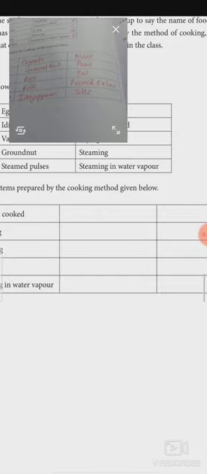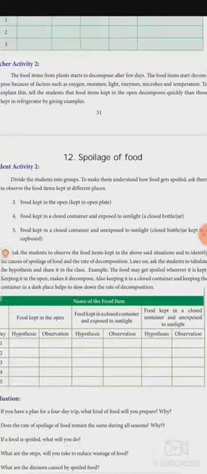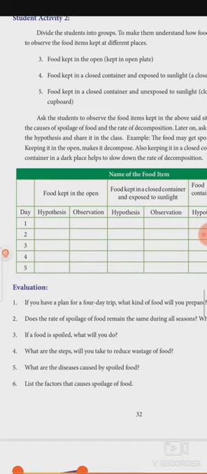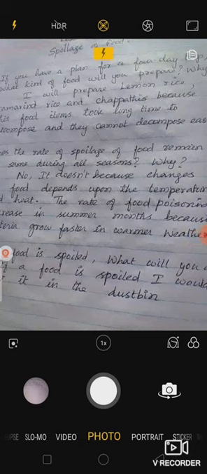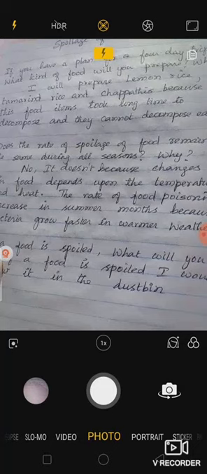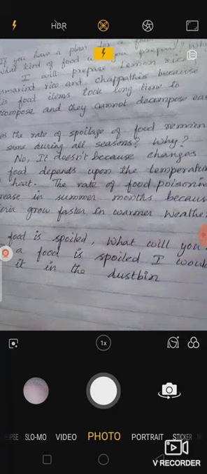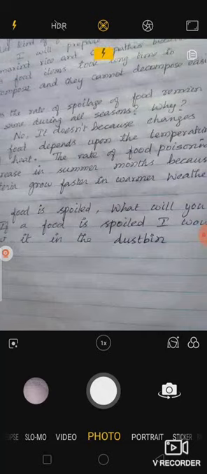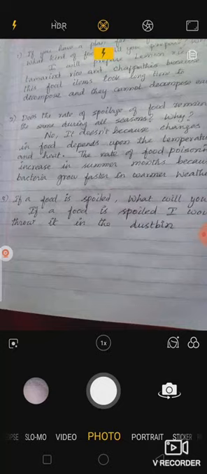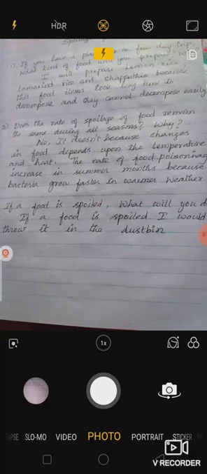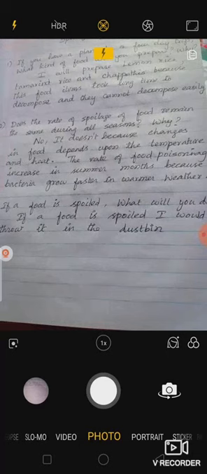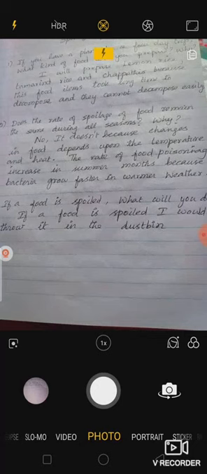So next we need to move to 12th lesson, spoilage of food. They have asked question and answer in this section. Let's see the answer. The first question: if you have a plan for a 4-day trip, what kind of food will you prepare? Why? I will prepare lemon rice, tamarind rice and chapatis because these food items take a long time to decompose and they don't decompose easily. The second question: does the rate of spoilage of food remain the same during all seasons? Why? No, it doesn't, because changes in food depend upon the temperature and heat. The rate of food poisoning increases in summer months because bacteria grow faster in warmer weather.